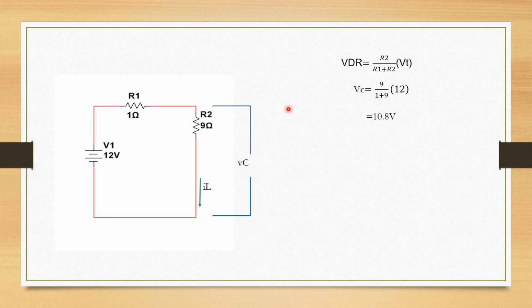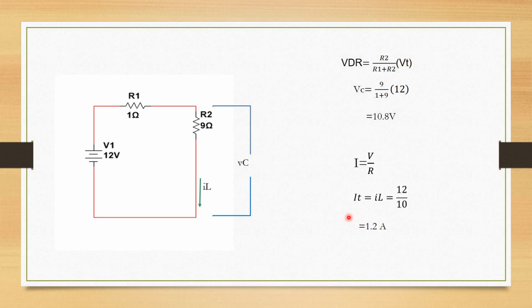For VC, I have used the voltage divider rule because both resistors are in series connection. We have to find the voltage across R2, which is equal to VC. So I used the voltage divider rule: R2 divided by R1 plus R2 times the total voltage. I have replaced all the values. R2 value is 9, so R1 value is 1. After replacing all the values, I got 10.8 volt.